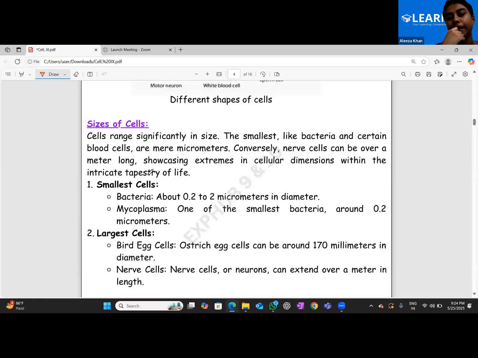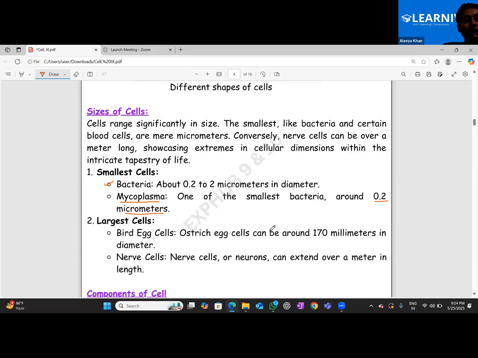No, ma'am. No? Okay. As they are different in shapes, similarly, they are different in size also. So, if we talk about the smallest cell, the smallest cell is the bacterial cell, the mycoplasma, which is around 0.2 micrometers. And if we talk about the largest cell, it is the bird egg cell, the ostrich egg cell. And the nerve cells or neurons are also among the largest cells.